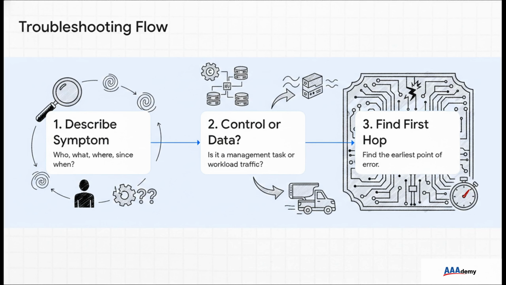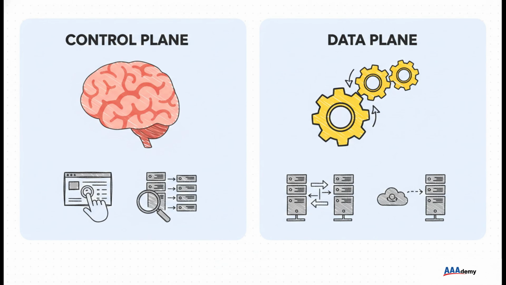Second, you have to decide, is this a management issue, what we call the control plane, or is it about the actual workload traffic, the data plane? And third, your goal is to find the very first thing in the chain that's actually failing. Understanding the split between the control plane and data plane is absolutely crucial. Think of the control plane as the management brain: logging in to vCenter, running API tasks, just seeing your inventory. The data plane, on the other hand, is the workhorse. It's the actual VM traffic. It's vMotion. It's storage I/O. So the question is, are you having trouble managing the system, or is the system having trouble doing its job? That distinction will guide you better than almost anything else.